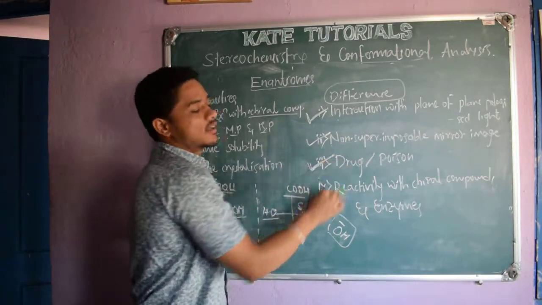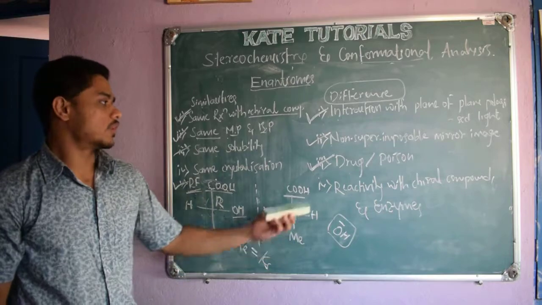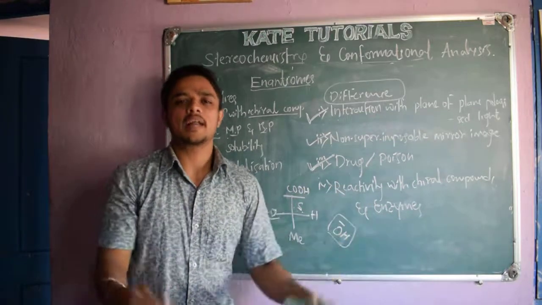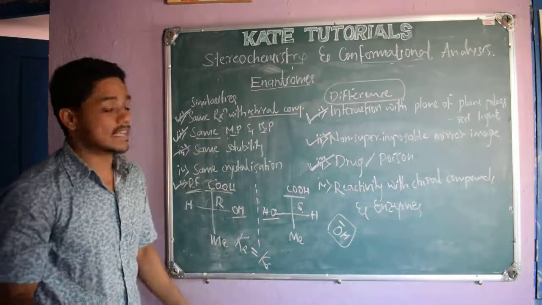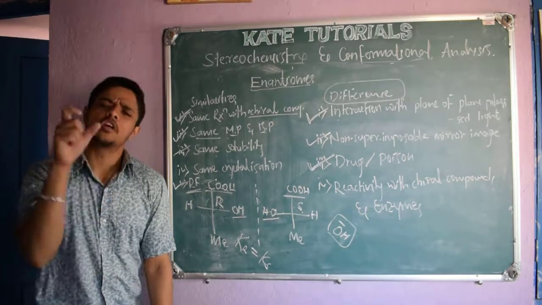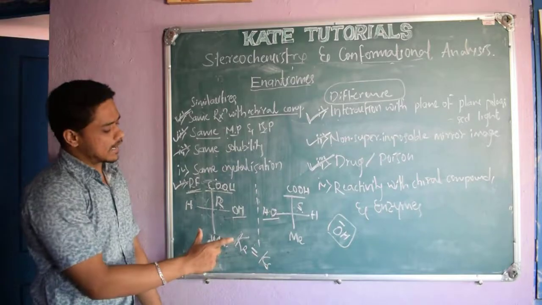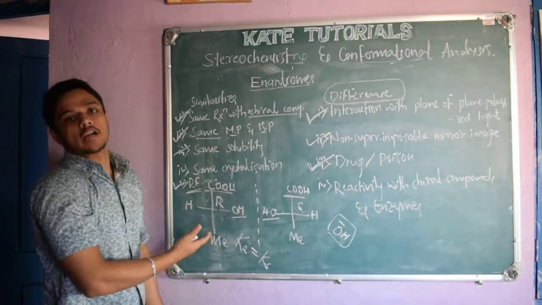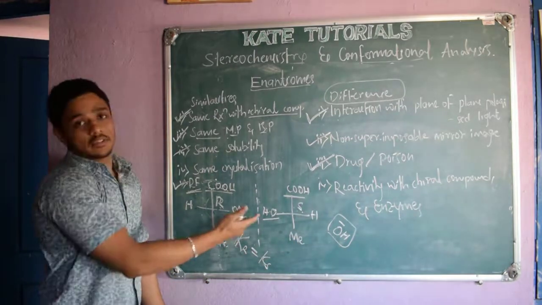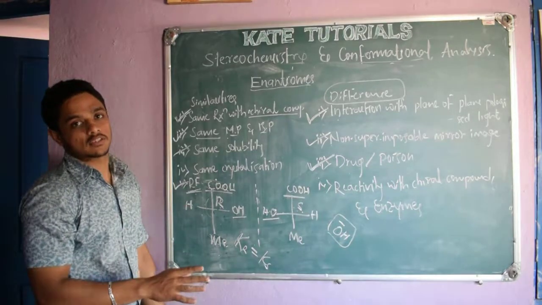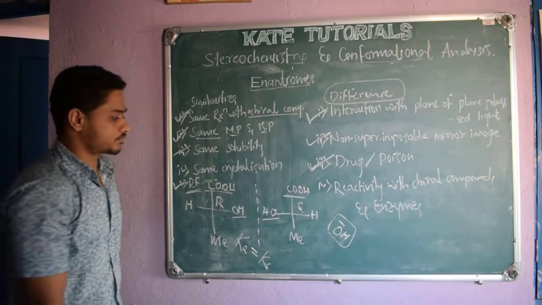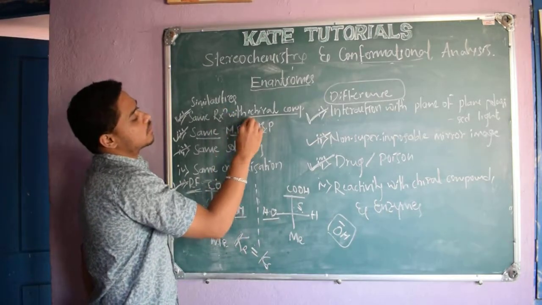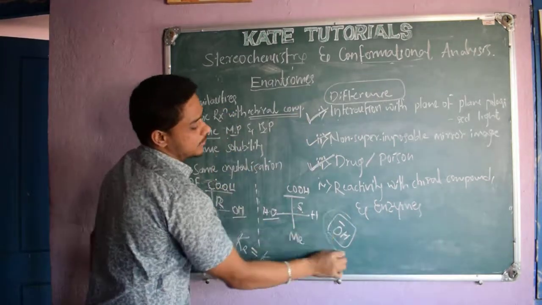One may act as a drug, the other may act as poison, or one may act as a drug and the other may remain as it is, right? And this fourth one is reactivity with enzyme. See, enzymes are very specific. They may react only with this S, they may not react with R. So reaction with enzyme differs, right? And the other thing is also with chiral compounds. Here I put achiral compounds like OH minus.